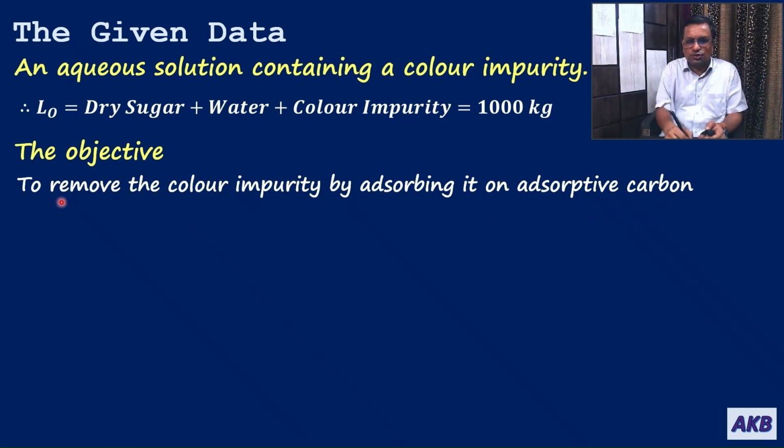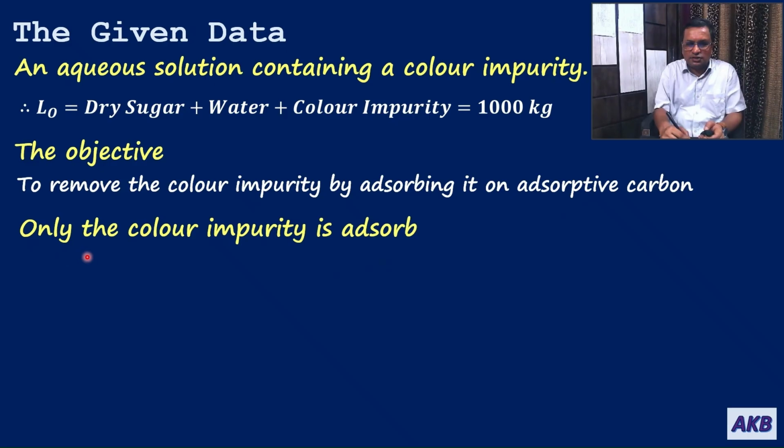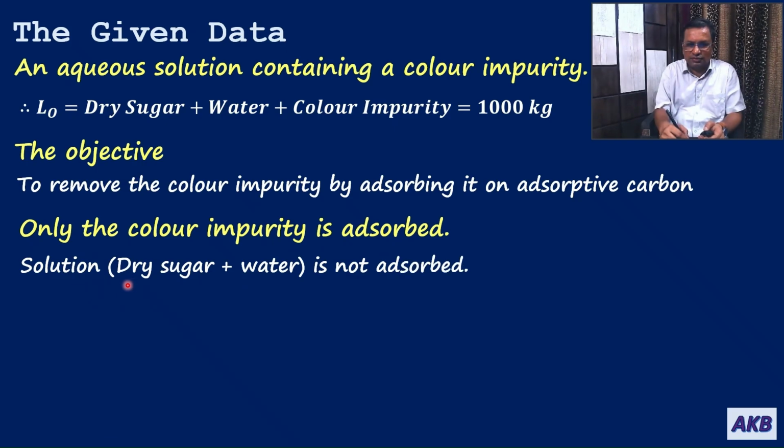The objective is to reduce the concentration of the color impurity. How is it to be done? It is to be done by adsorbing it on adsorptive carbon. In this case, only the color impurity is adsorbed. The solution, which contains dry sugar and water, the sugar solution, is not adsorbed.